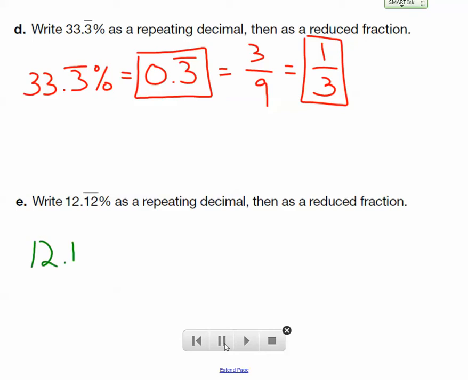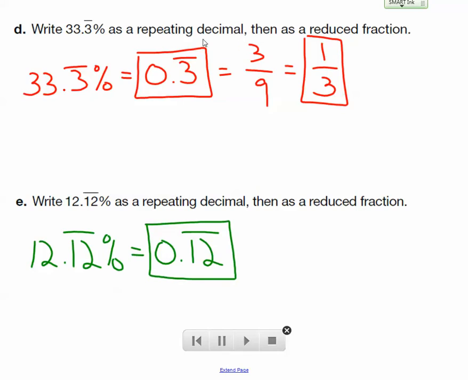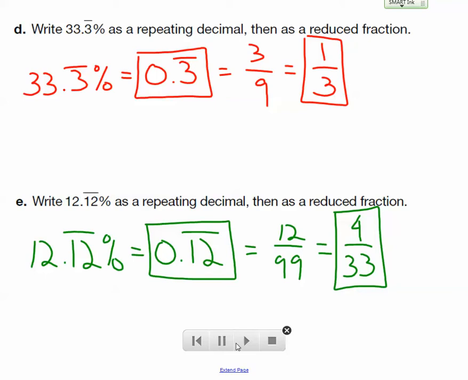Now 12.12 repeating percent, that's like 0.12 repeating. And like I said over here, if it's one decimal place repeating, you put it over 9. If it's two decimal places repeating, you can just put it over 99. But that can be simplified because both 12 and 99 are divisible by 3. So 4/33. So that's a nice little hint I just gave you. If one decimal place repeats, you can put it over 9. If two decimal places repeat, you can put it over 99. Example C, a little bit tougher though.